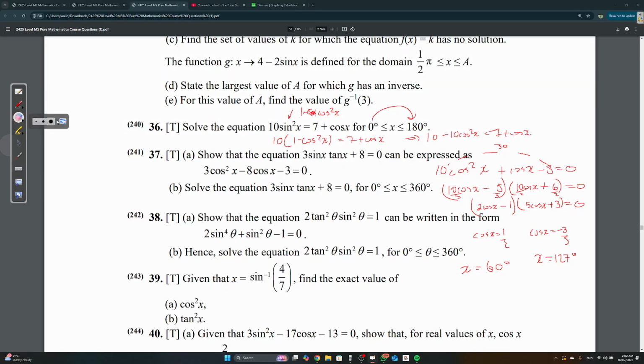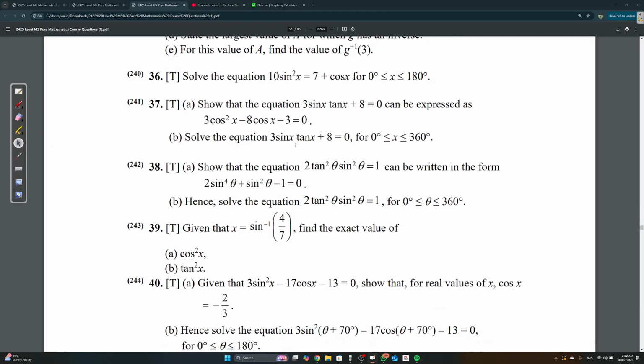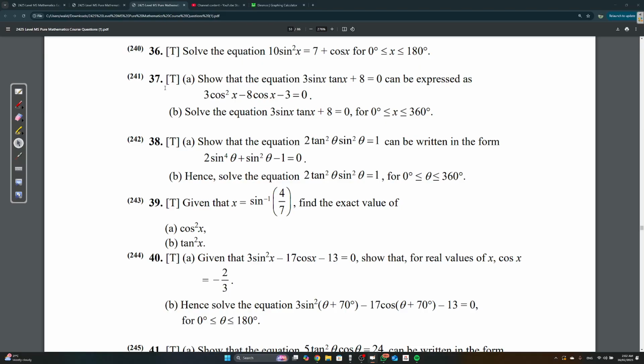Okay, show that the equation 3 sine x tan x plus 8 equals 0 can be expressed as 3 cosine squared x minus 8 cosine x minus 3 equals 0. So this is actually pretty nice. I like this one. Remember, whenever you want to go from tan to cosine, you need to express tan as sine over cosine. Always. So I'm going to write this as 3 sine x times sine x over cosine x, because tan is sine over cosine, plus 8 equals 0.